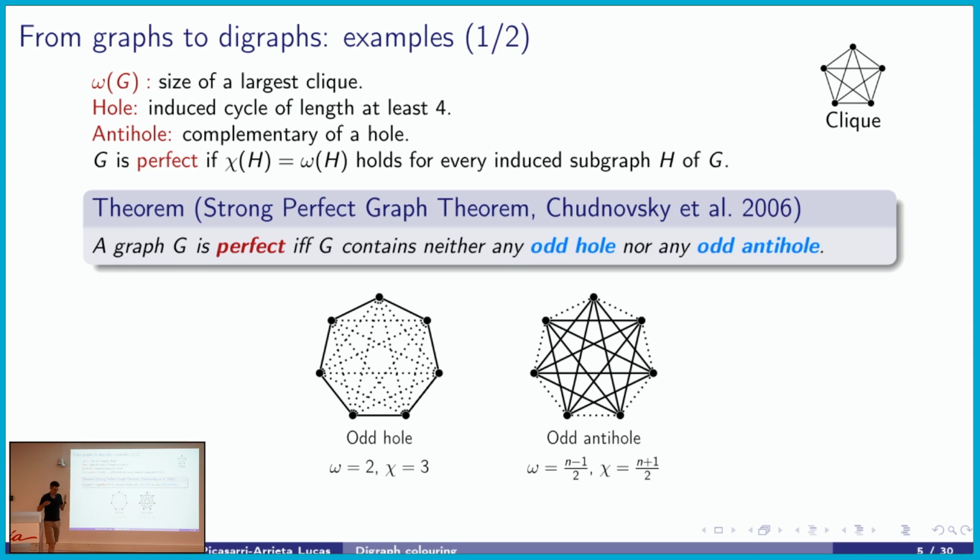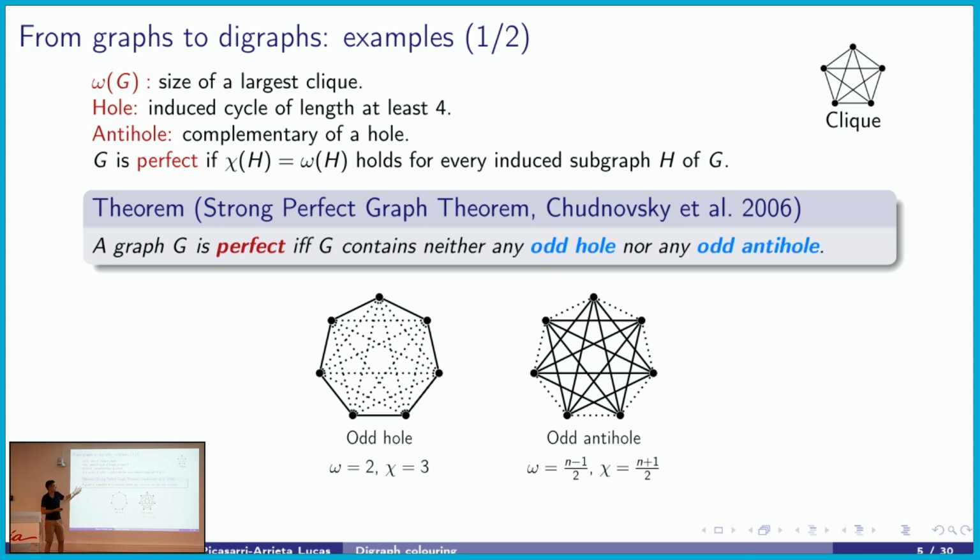And then if we look for necessary conditions for a graph to be perfect, then we see that it cannot contain an odd hole, which is an induced cycle of odd length, and of odd length at least 5. Because in this case, the clique number is 2, but the chromatic number is 3. And also, it cannot contain an odd antihole, which is just the complement of an odd hole. Because in this case, the clique number is the number of vertices minus 1 over 2, and the chromatic number is 1 more. So we have a necessary condition for a graph to be perfect. It cannot contain one of these 2 obstructions.